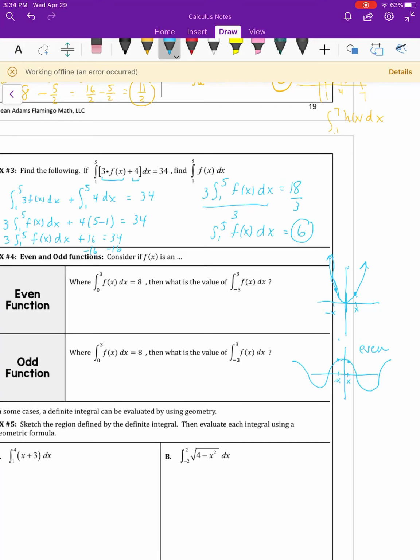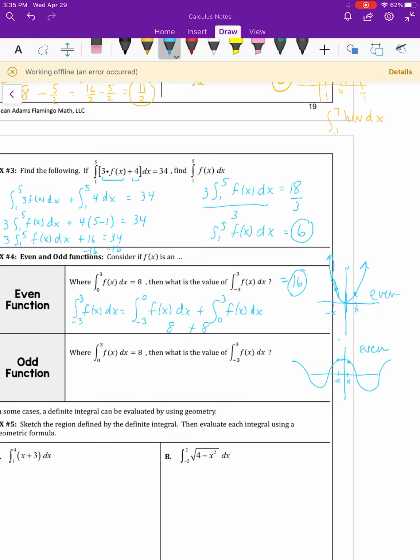So therefore, if I integrated from 0 to 3, it should be the same as integrating from negative 3 to 0. So my integration from negative 3 to 3 of f of x dx should be equivalent to the integration from negative 3 to 0 of f of x dx plus the integration from 0 to 3 of f of x dx. But if it's even, these are going to be the exact same thing. So this is going to be like 8 plus 8 for this problem. So this is going to be 16.